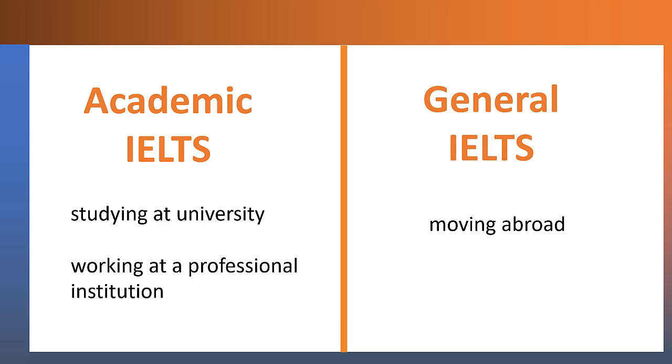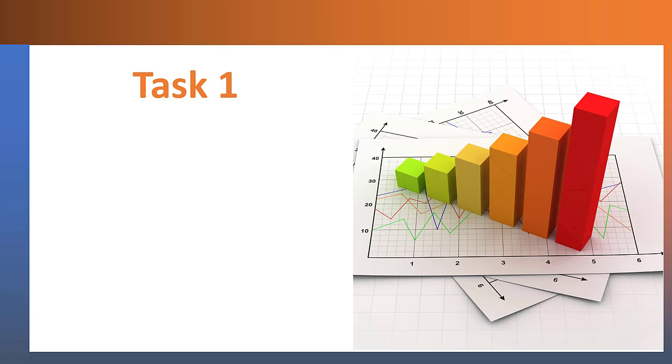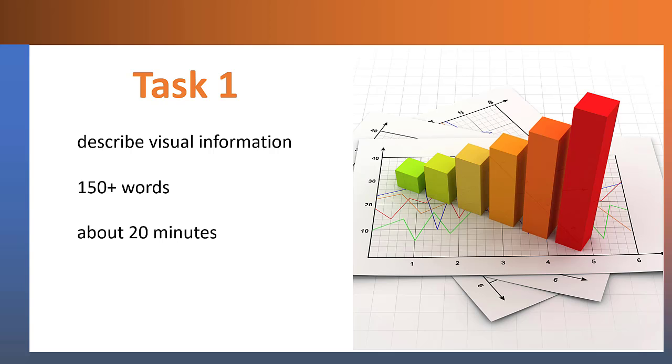So, here is an overview of the writing test. It has two parts, which are called Task 1 and Task 2. The test is 1 hour in total. In Task 1, you have to describe some visual information. You have to write 150 words or more, and it is recommended that you spend about 20 minutes to complete it. It counts for 1/3 of the total mark.